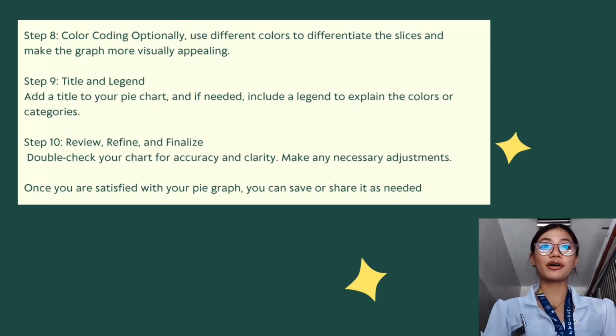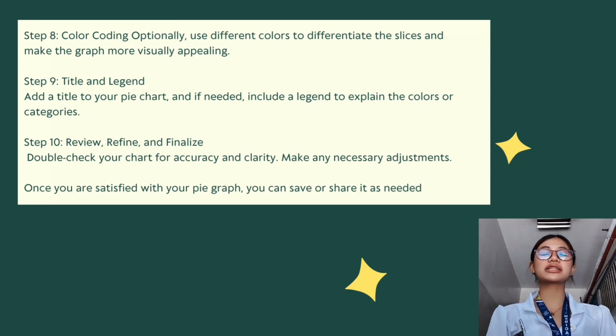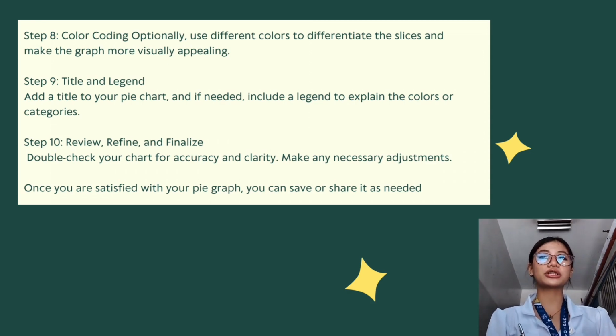How to create a pie graph? To create a pie graph, we must follow these steps. Step 1 is data collection. Gather the data you want to represent in a pie graph. This data should be in a format where you know the categories and their corresponding values.